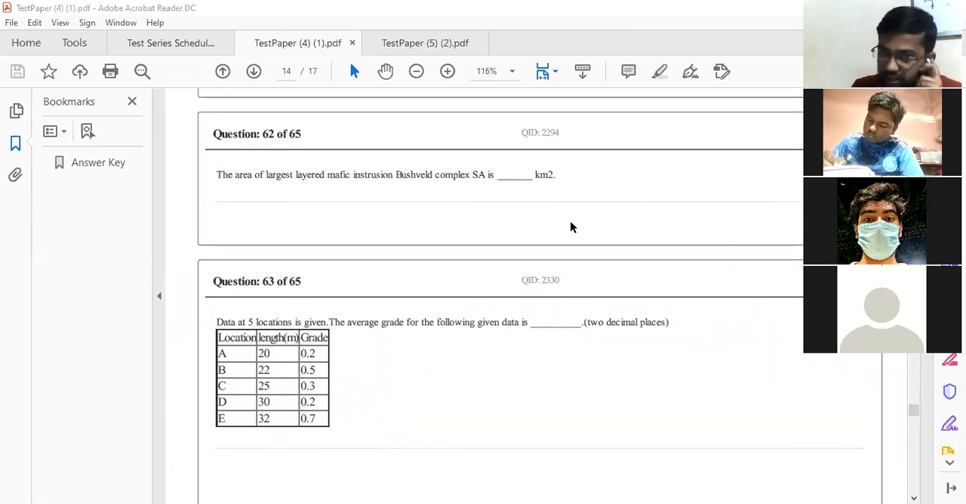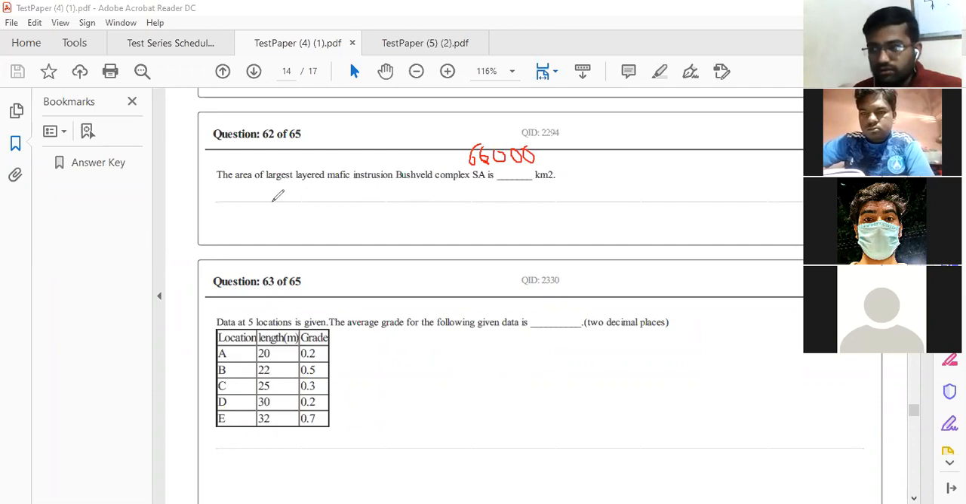The area of the largest layered mafic intrusion, Bushveld complex, South Africa, is 66,000 square kilometers. You have one table about area and age of all the LMIs, layered mafic intrusions. ओके, एज काफी बार पूछी है, इस बार मैंने एरिया पूछ लिया.